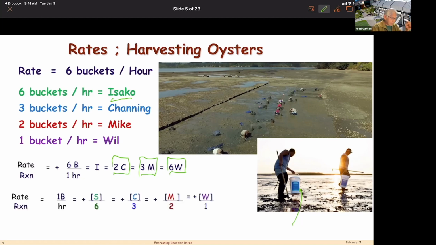We can also put it in this way. If we're looking at 1 bucket per hour, then it takes 1/6 of Isako, 1/3 of Channing, half of Mike, and a whole Will to do that. Now, in a reaction, you can do the same thing, because remember, in a chemical reaction, you don't have a 1-to-1-to-1 ratio. You could have like a 6-to-3-to-1 ratio.